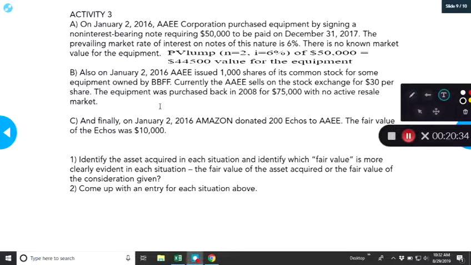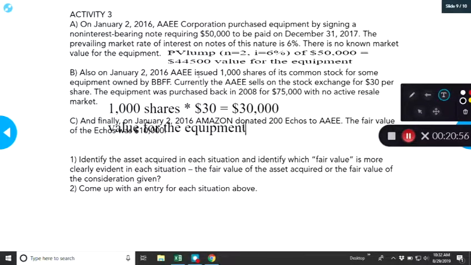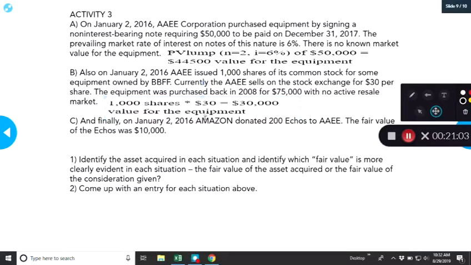The value of the stock that was issued in exchange for the equipment would be 1,000 shares times $30, so we would have 30,000 as the value for the equipment. So in this situation, 30,000 is the value for that equipment. That one's pretty straightforward as well, isn't it?